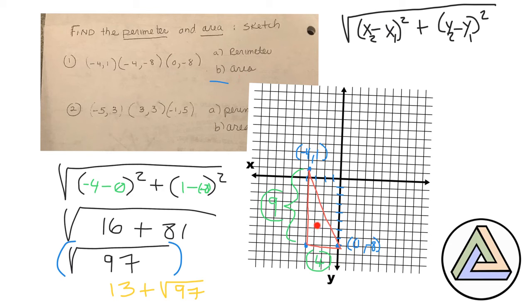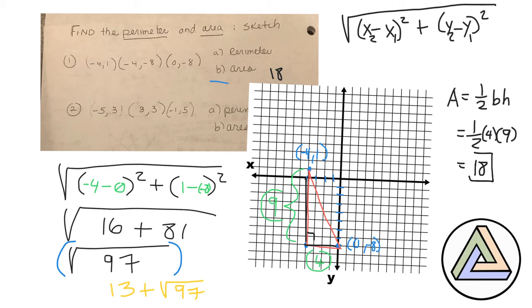Now the area of any triangle, and this is a triangle, is going to be 1/2 times the base times the height. The base is this, and the height is that in this case, because it's a right triangle. So the base is 4, and the height is 9. I like to think of it as 1/2 times 4, well, that's just 2. So it's going to be 2 times 9, which is 18. So that's the area, 18. And the perimeter is 13 plus radical 97.